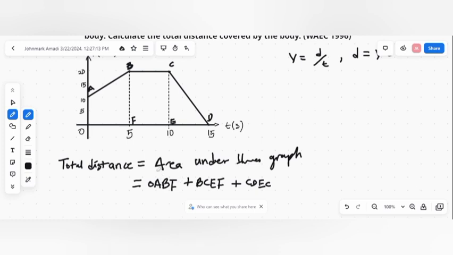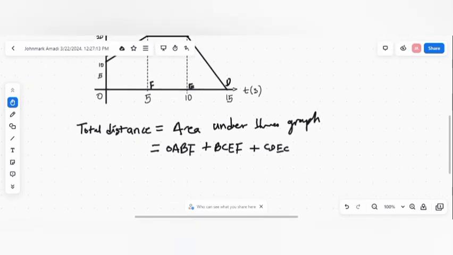So yes, there are three shapes in this one shape. We're going to find the area of each of these shapes. The first one here is a trapezium, OABF. So let's get things done.